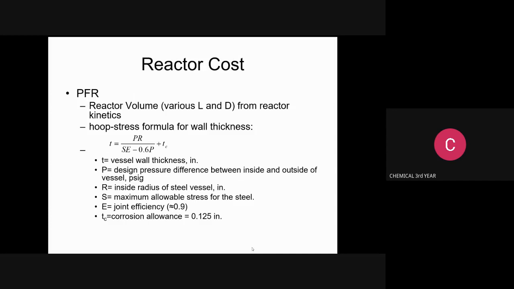Okay. Now the second one is reactor cost. Another major important topic. In the previous slide, we also saw the basic concept of the reactor cost. In this slide, we are going to study how we can adjust or alter the reactor volume from the reactor kinetics, and in that process we can also reduce the cost.